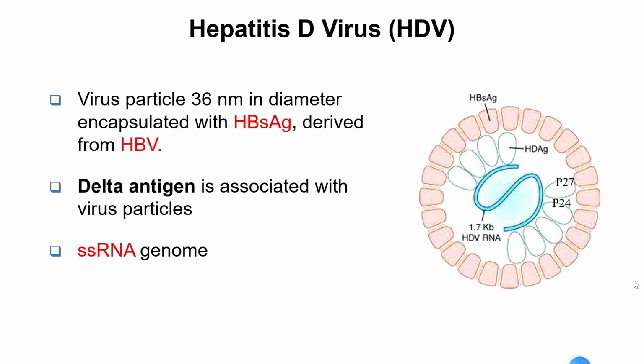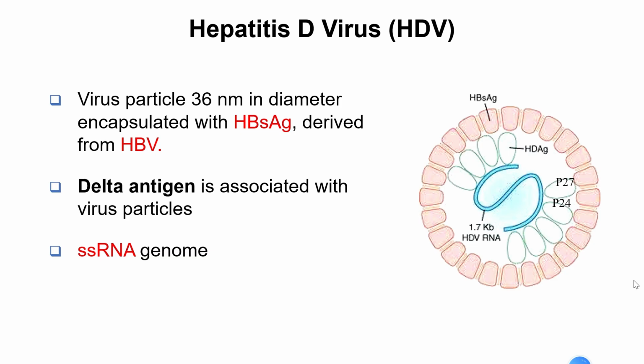Okay, the next virus is HDV, hepatitis D virus. The D virus is about 36 nanometers in diameter. So that's bigger than the small particle of HBV, but smaller than the Dane particle. And it's encapsulated with HBV surface antigen. So this is interesting. In the virus of HDV, the surrounding protein is from HBV.